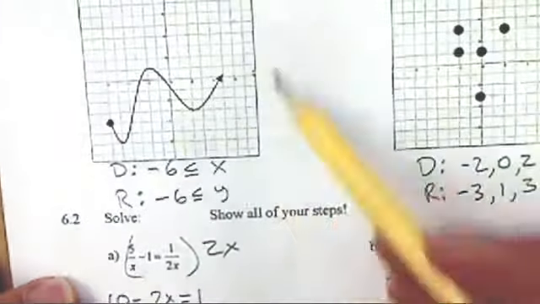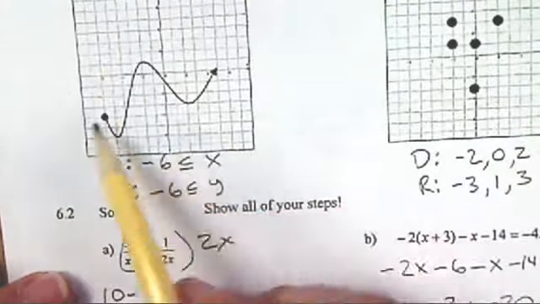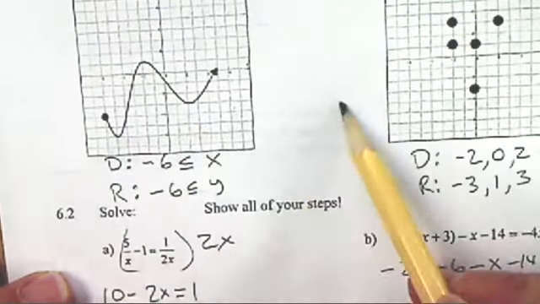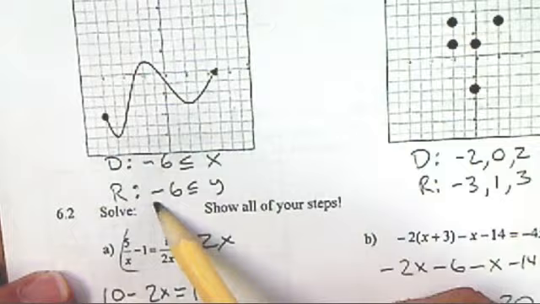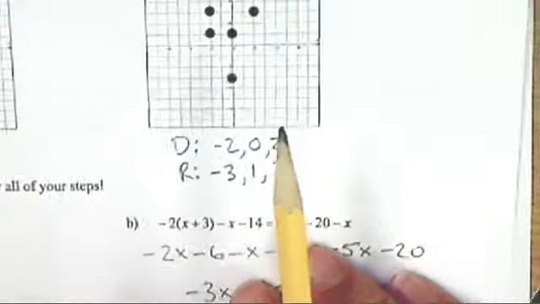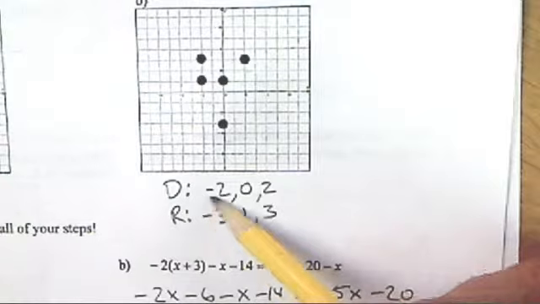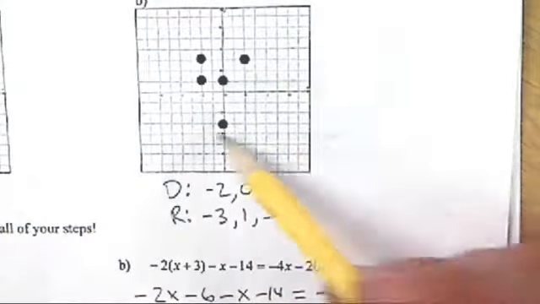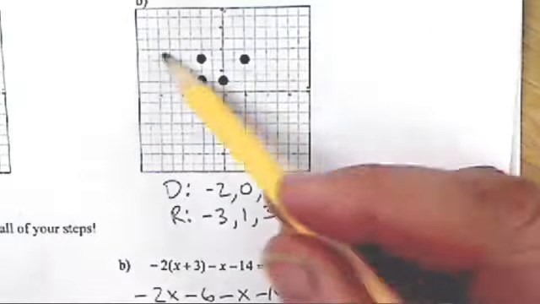Everybody did much better this week on the domain and range. The lowest x value is -6. The highest x value is infinity. The lowest range is -6, and the highest is infinity. And these are the possible x's. Well, you have -2, 0, and 2. Possible y's, -3, 1, and 3.